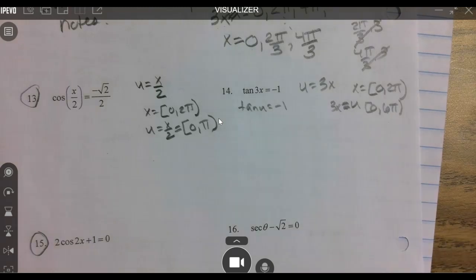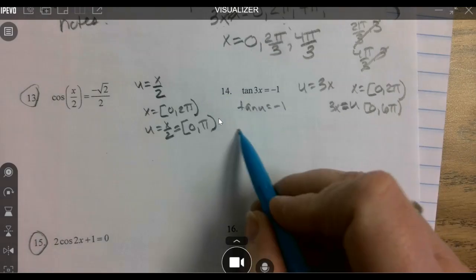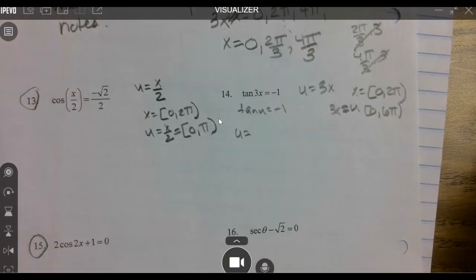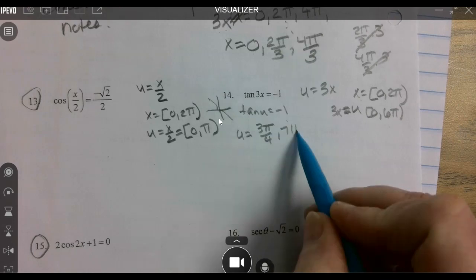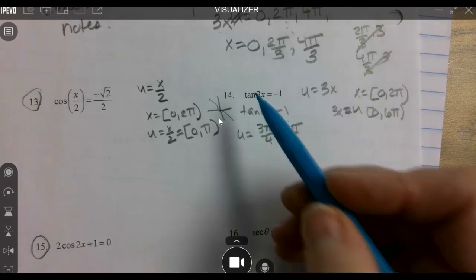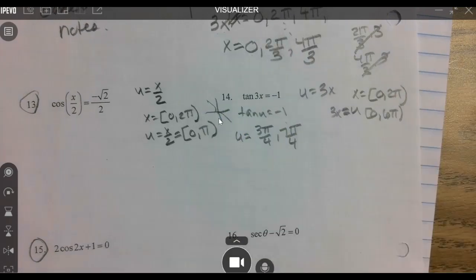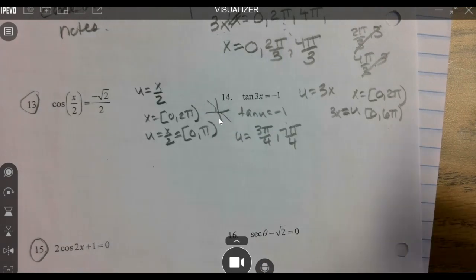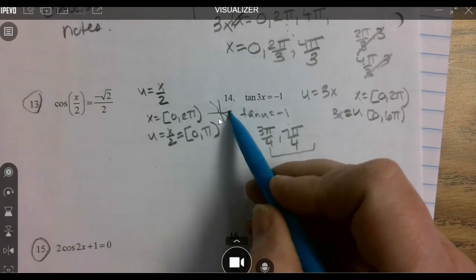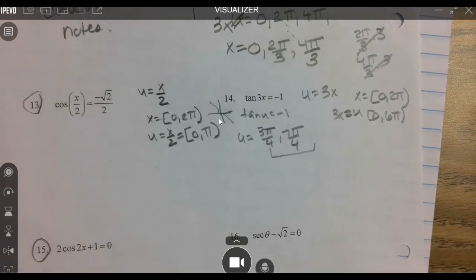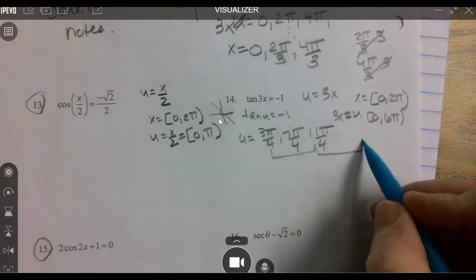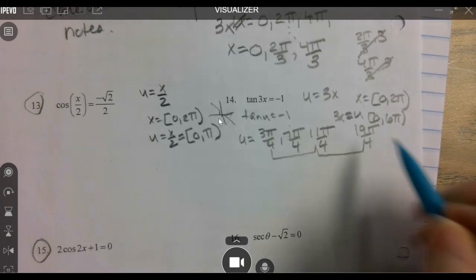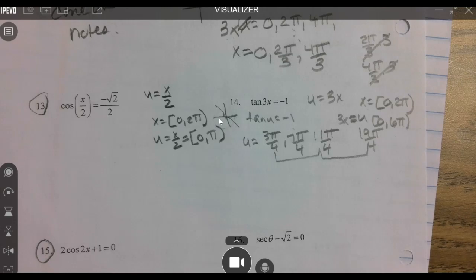Let's find our answers first, and then we'll run our domain restriction. So I have to go around this thing 3 times. We're just finding coterminal angles, right? So from 3 pi over 4, if I go around again, I'm really just adding 8 pi over 4, right? So that would give me 11 pi over 4. And if I go around again, that would be 19 pi over 4. So these three are the same. Why not go ahead and find all three of them?